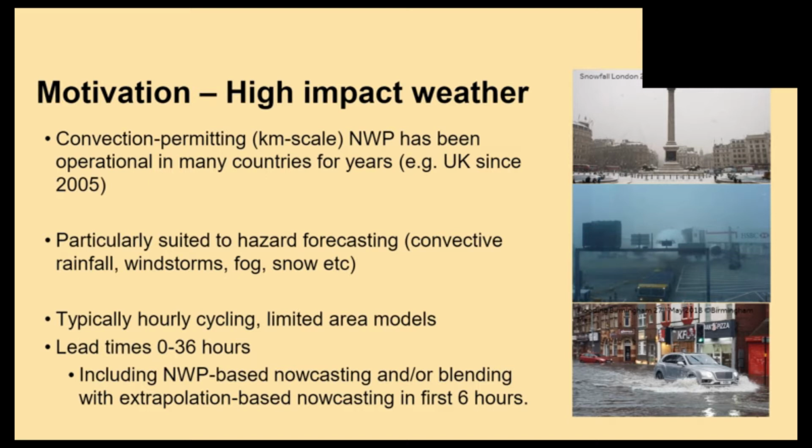A typical configuration of such a system would be an hourly cycling system with a limited area model, and it might forecast maybe for 0 to 36 hours. So in the first few hours of the forecast, there's often problems with rain out and getting the system back into balance. So often in the first few hours of the forecast, the output might be blended with an extrapolation-based nowcasting system to give you the final product.